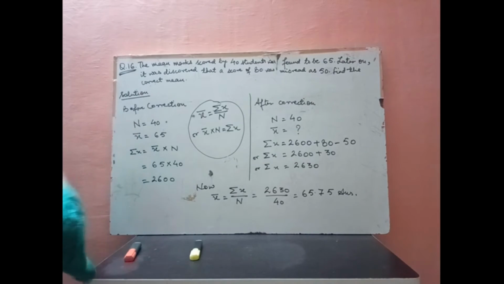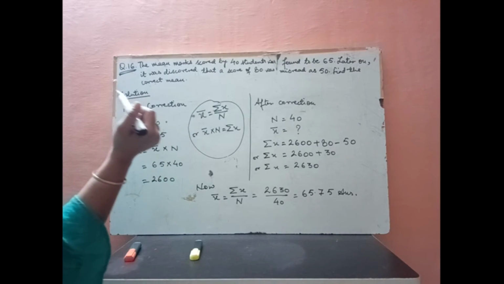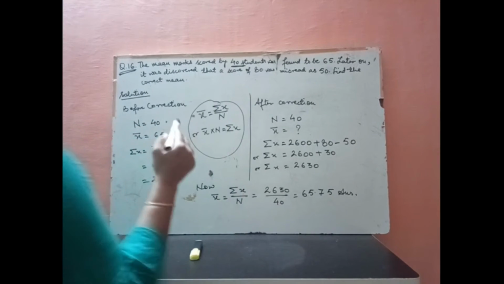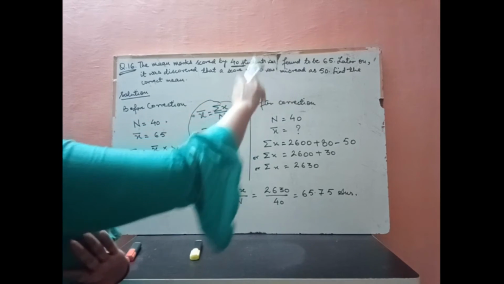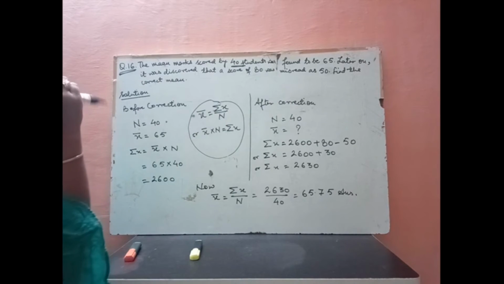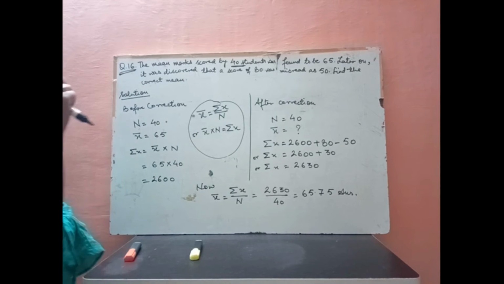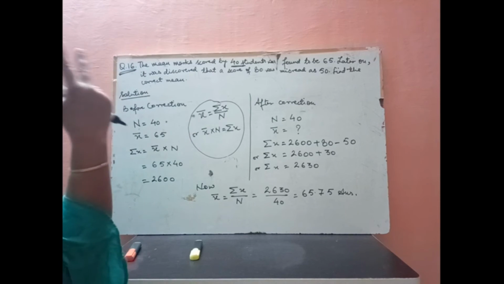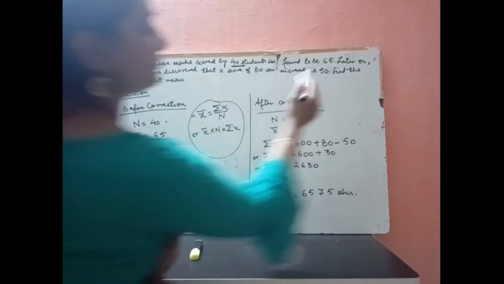Let's talk about question number 16. The mean marks scored by 40 students was found to be 65. How many students are there? 40 students are there. So number of observations, capital N, is equal to 40. And the mean of that 40 students is 65. Later on, it was discovered that a score of 80 was misread as 50. That means there was some mistake and we have to correct that mistake. So we get two cases from here: before correction and after correction.